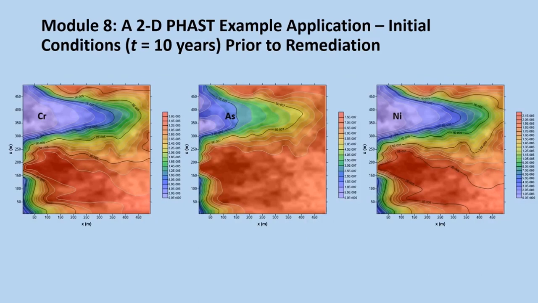Here, we see more or less the same pattern repeating for some of the trace elements that complex with iron, aluminum, and manganese oxide surfaces, as these constituents now have a substrate to adsorb to once again. The examples include chromium, arsenic, and nickel.